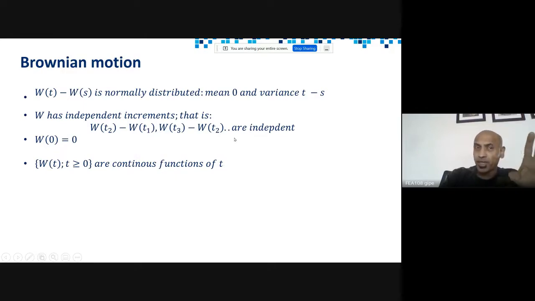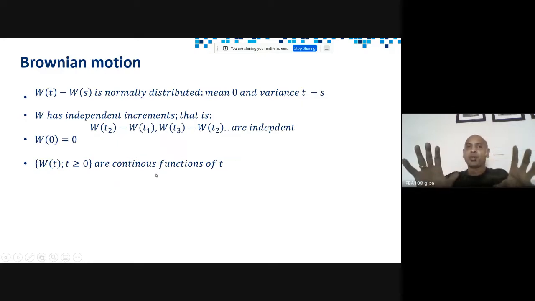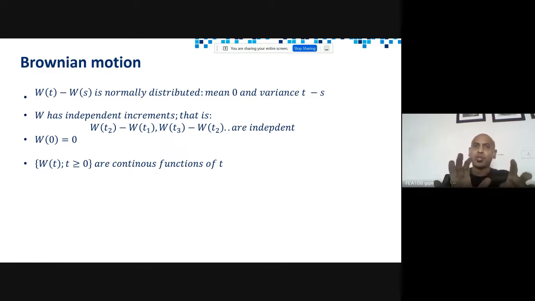And Wt for all t greater than 0 are continuous functions of t. I'm not going to discrete now. I'm going to a Brownian motion. They are continuous functions of t. No more ticks. And once I define this, that becomes the Brownian motion. This is what Brownian motion is all about. That's it. These are the defining characteristics of a Brownian motion.